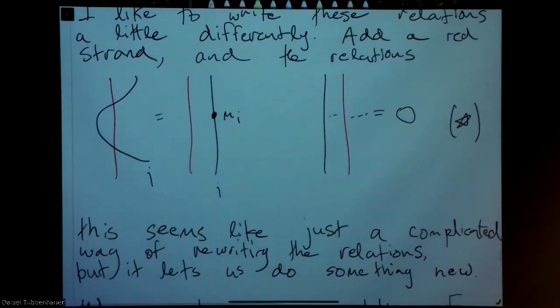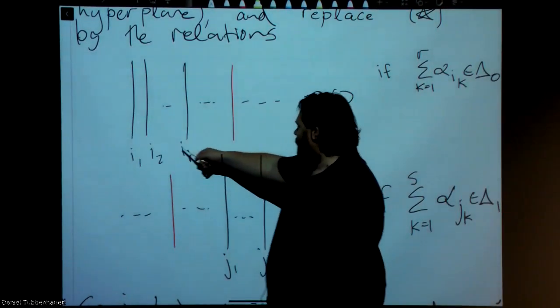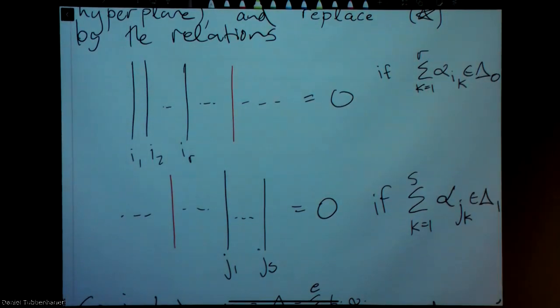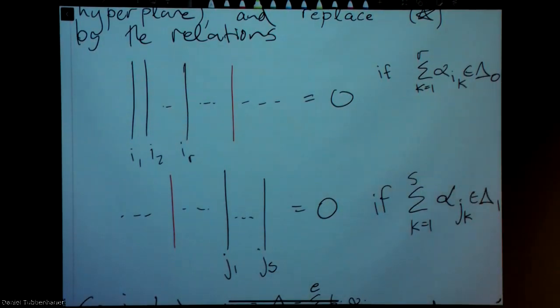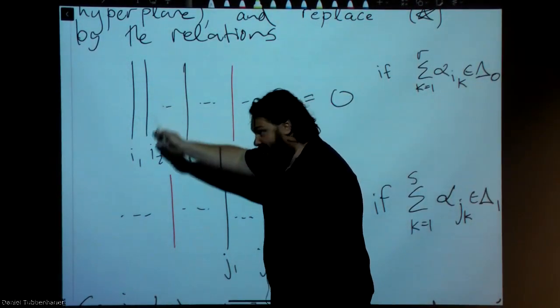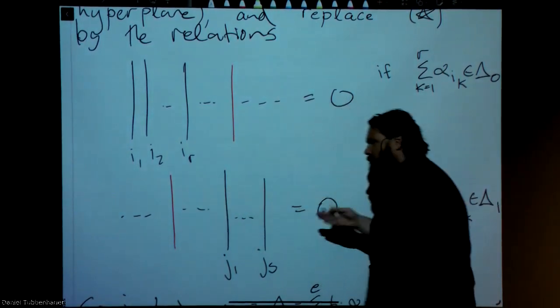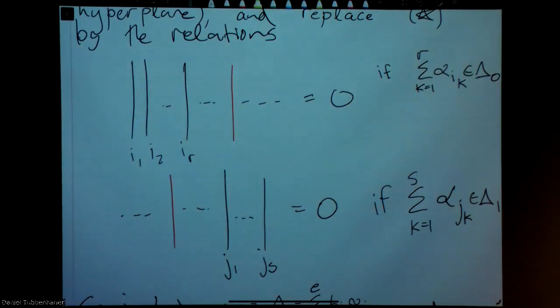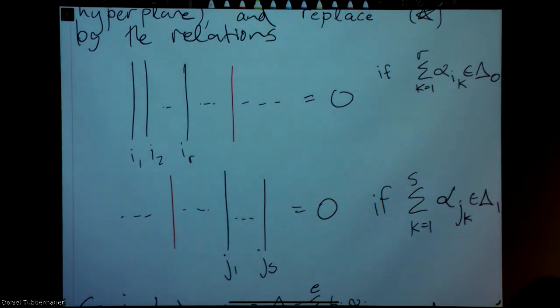And instead of these relations, I'm going to have the relations that if I have a bunch of red strands on the left that sum up to a root in delta 0, that is 0. And if I have a bunch of red strands on the right that sum to something in delta 1, then that is 0. Red, but you mean black, yeah? Sorry, yes, black strands. Black strands on the far left, so in particular to the left of the red. And here I'm looking at blacks on the far right, in particular to the right of the red. So if I get delta 0 on one side, I declare that to be 0. If I get delta 1 on the other side, I declare that to be 0.